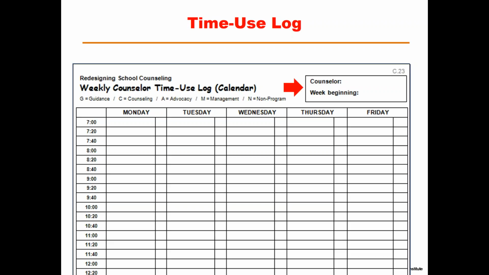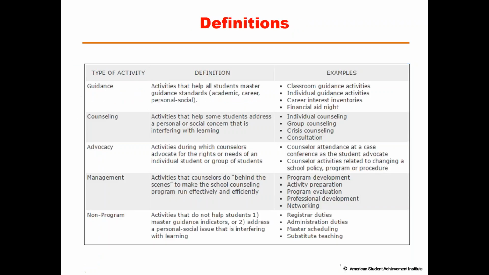So the first thing is that each counselor would enter their name and the week beginning on whatever that Monday's date is. Then I wanted to show you that there are codes for the types of activities: guidance, counseling, advocacy, management, and non-program. We're going to list our activities, and then we're going to code them. Definitions of those words are on this screen. You can pause the video if you want to take some time to look at this.